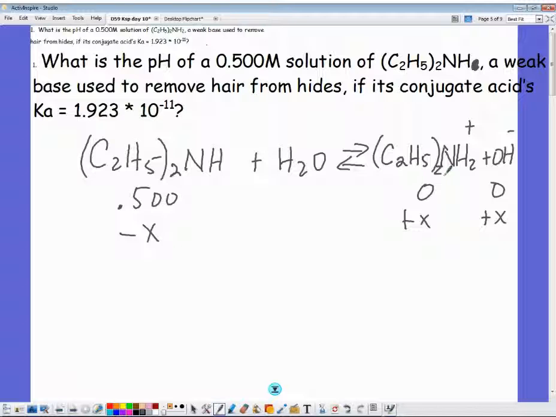It's that 2. I had an extra hydrogen attached at the end. It should just be NH. Your base should just be the NH. It's dimethylamine. I just had an extra hydrogen on it. Does your ICE chart look like that?